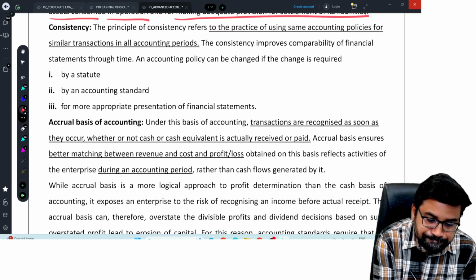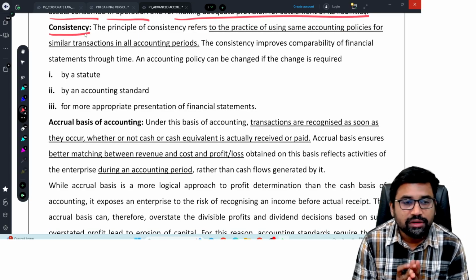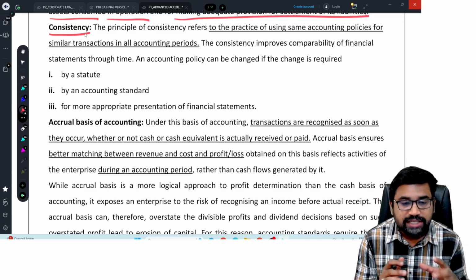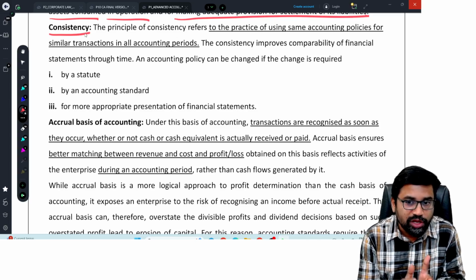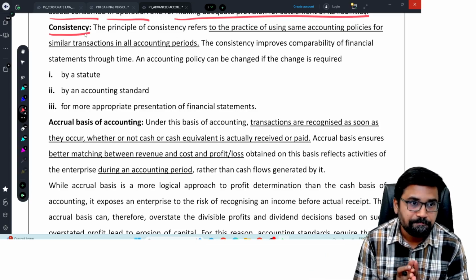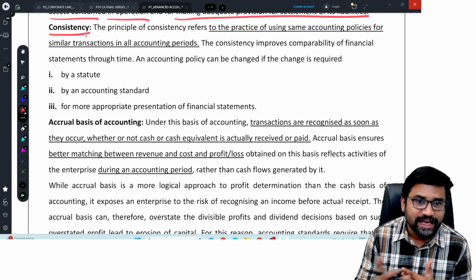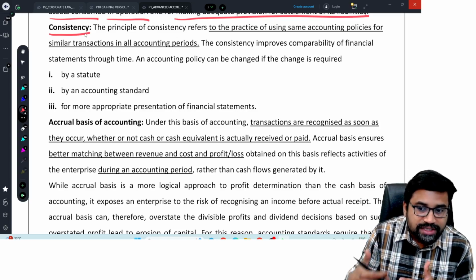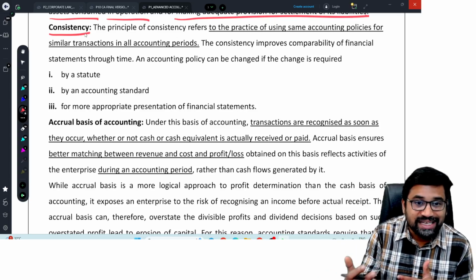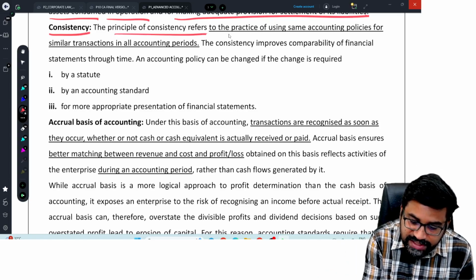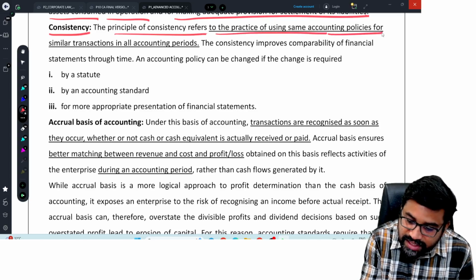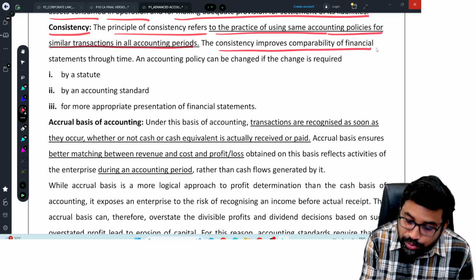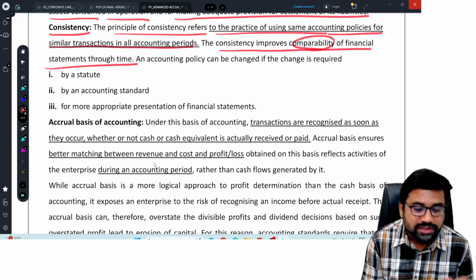Next, consistency. Sir, whenever we are following accounting policies, there should be consistency. Consistency means the policy we are following this year, next year also the same policy will be followed. We don't change the accounting policies often. That practice of following the same policies every time is called consistency. So the principle of consistency refers to the practice of using the same accounting policies for similar transactions in all accounting periods. Consistency improves what? Comparability of financial statements through time.